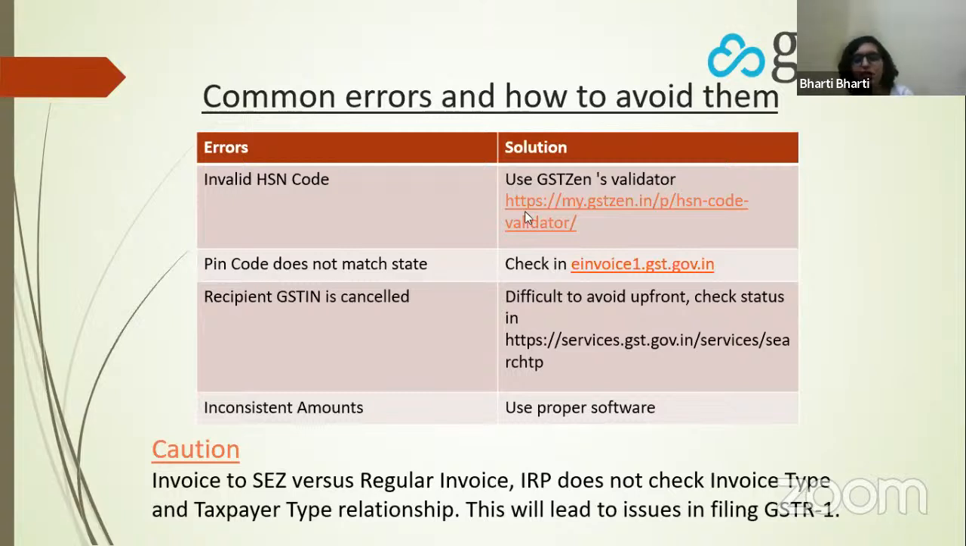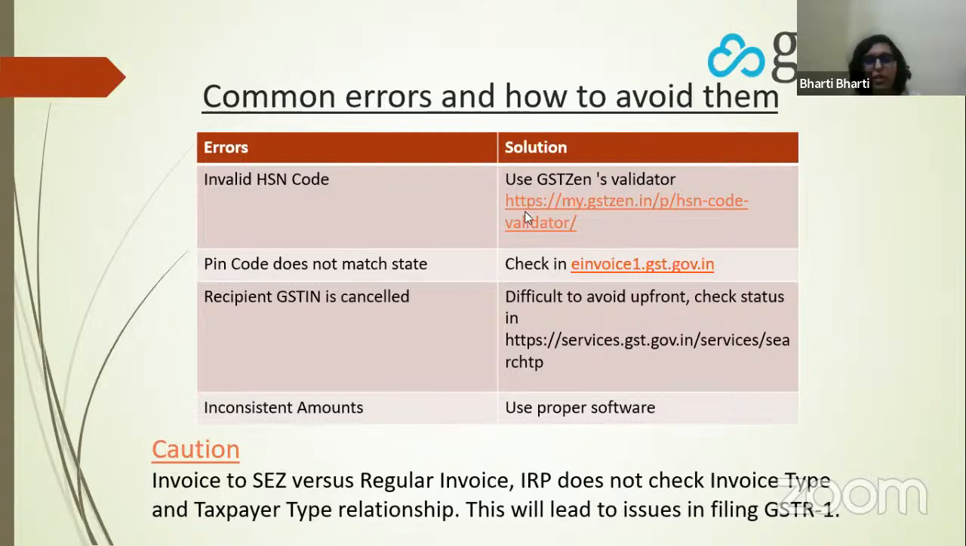Recipient GSTIN is cancelled. If it is cancelled, B2B is not applicable if the recipient GST number is cancelled. In that case, B2C is applicable, and on B2C, e-invoicing is not applicable. To avoid such errors, you can check the status of the GST on the GST portal, or you can use Zen's tool, that is GST validator, to check the status.